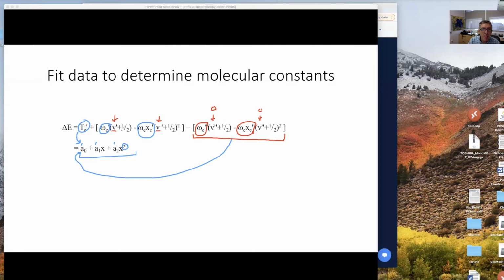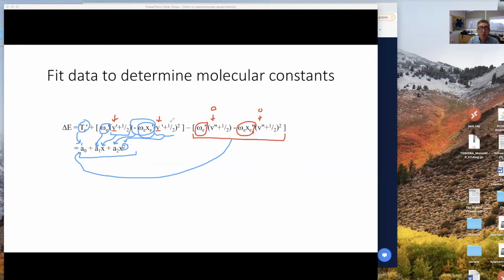Okay. I guess I should tell you what X is. X is going to be v prime plus a half. So X is known for your equation, you'll plug it in. This is v prime plus a half squared, so that's the X squared term right here. So then the coefficient of your first order term is just your omega prime, and your coefficient A2 of the other term is negative omega_e x_e prime. Okay, so from the fit, you're going to get all your constants, and that's what you needed.